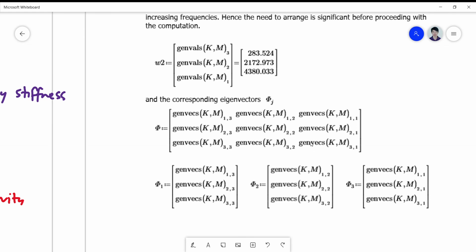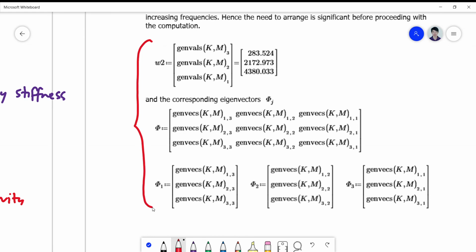So this is my step to arrange it. If you don't want to use MathCAD, you can arrange it manually. This is the arrangement process.